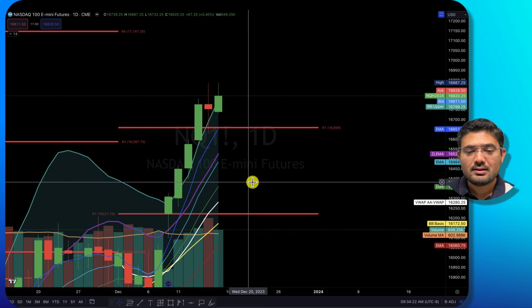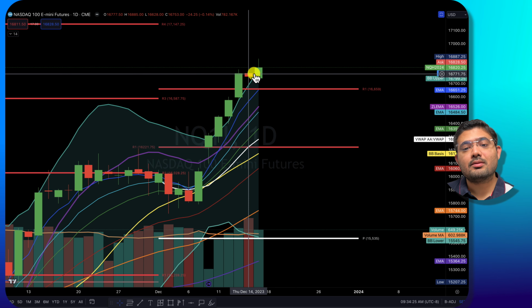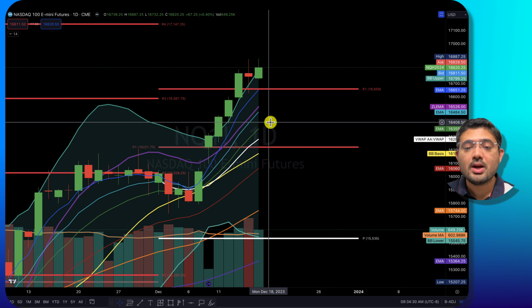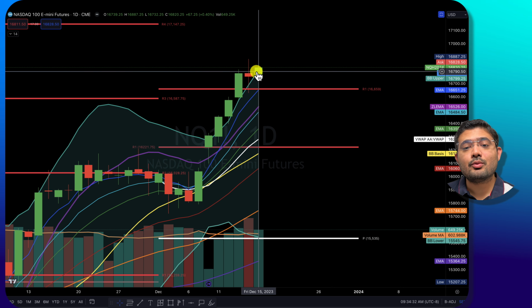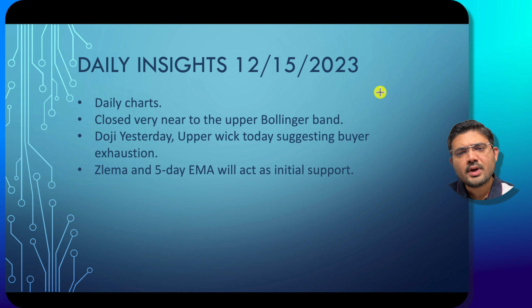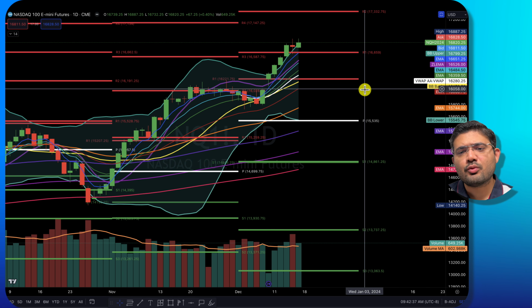So that's my thesis on the daily time frame: the support level is still sitting at the 5-day EMA and the anchored VWAP, and the Bollinger Bands are now going to normally act as a resistance rather than a support. So that's my thesis on the daily time frame. One last thing that I wanted to show you on the daily time frame is very, very important. So let me show you what I mean.